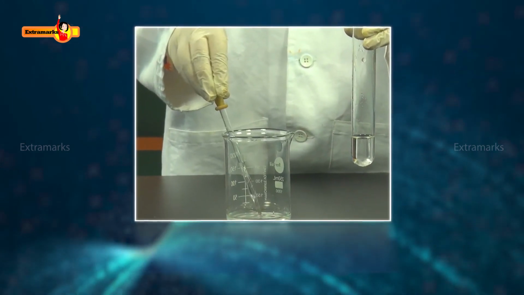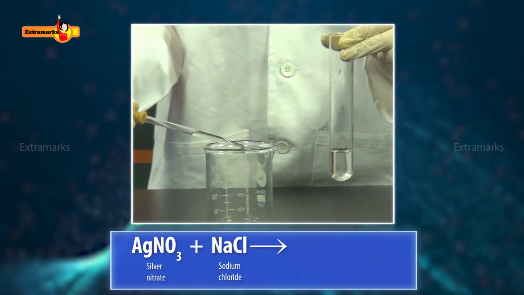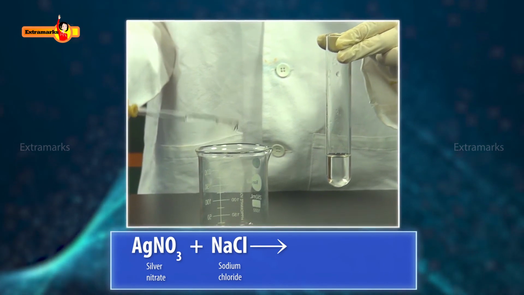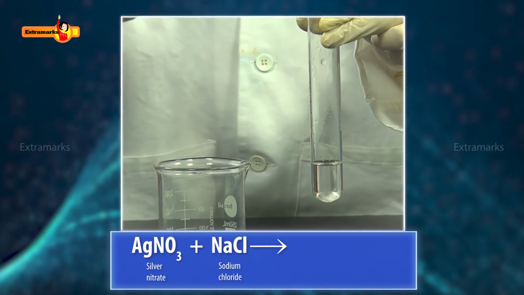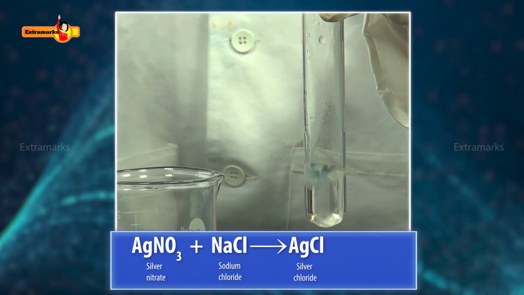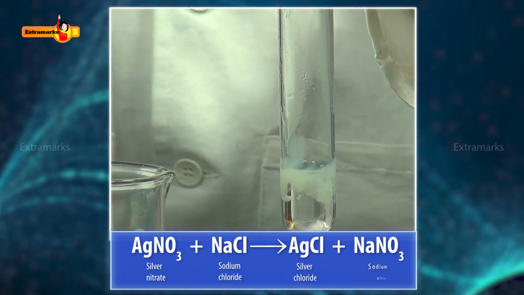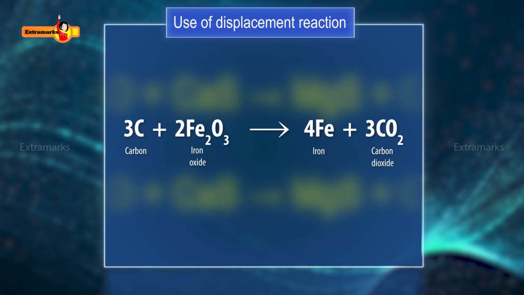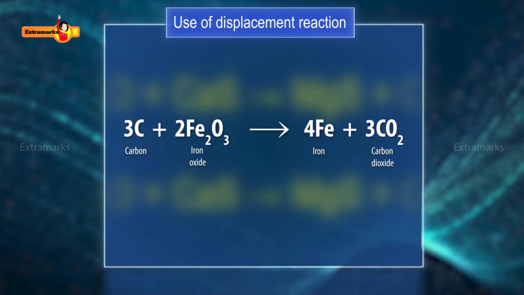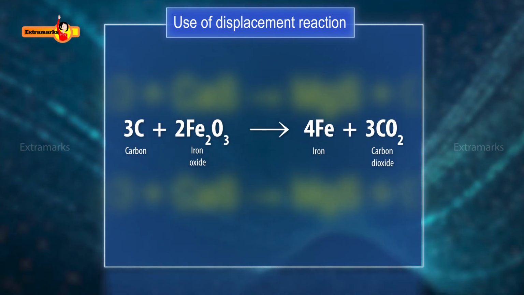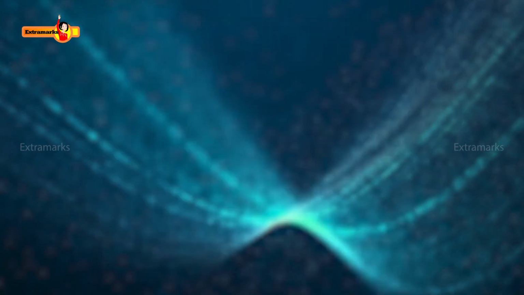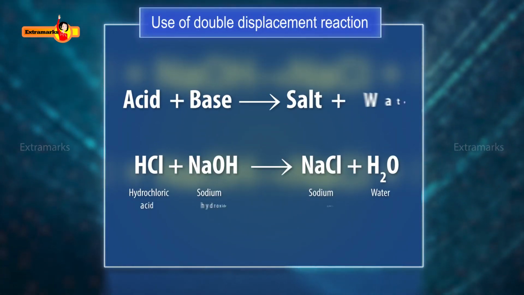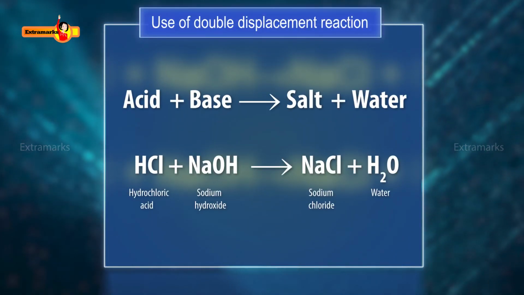Now, can you predict what would be the products when silver nitrate is made to react with sodium chloride solution? Of course, silver chloride and sodium nitrate. Displacement reaction is used in the steel making process. In this process, iron is extracted from its ore by heating it with carbon. Double displacement reaction is used in the preparation of salts.